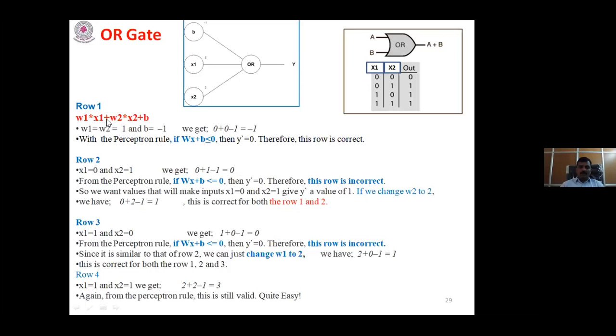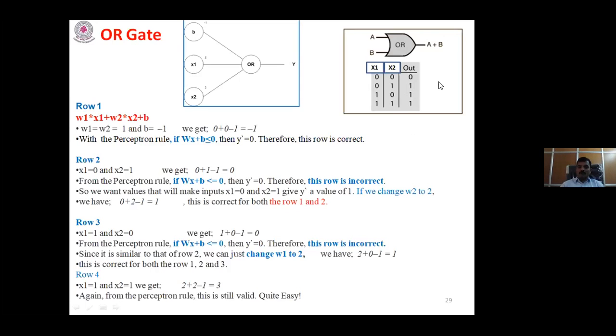1 multiply 0, that is 0 plus 2 multiply 1, that is 2. Minus 1. So finally it is producing 1. For the activation function, 1 is less than or equal to 0? The condition is false, so it will produce y is equal to 1. So what is my target value? 1. So what is this producing?